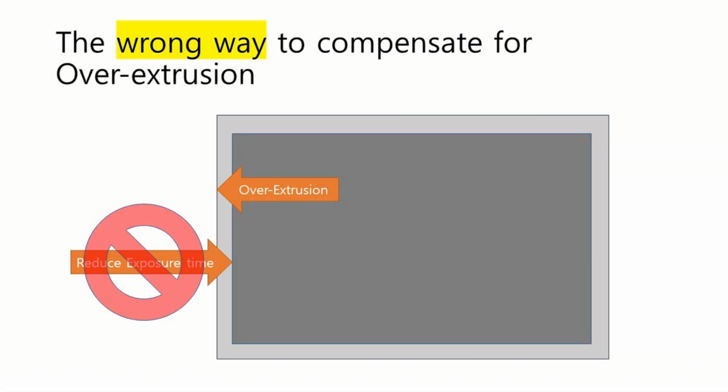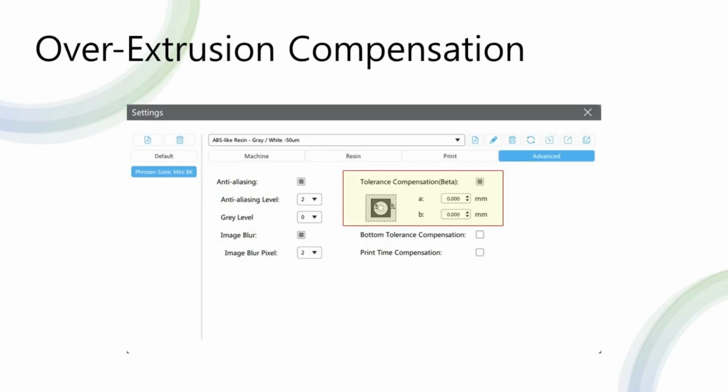Too short an exposure time negatively impacts the physical properties of the printed objects, ultimately degrading the print quality and potentially failing to meet user requirements. Therefore, instead of simply reducing exposure time to solve overextrusion issues, it is important to consider a comprehensive approach that involves other factors. The image provided explains the feature of overextrusion compensation in slicing software.